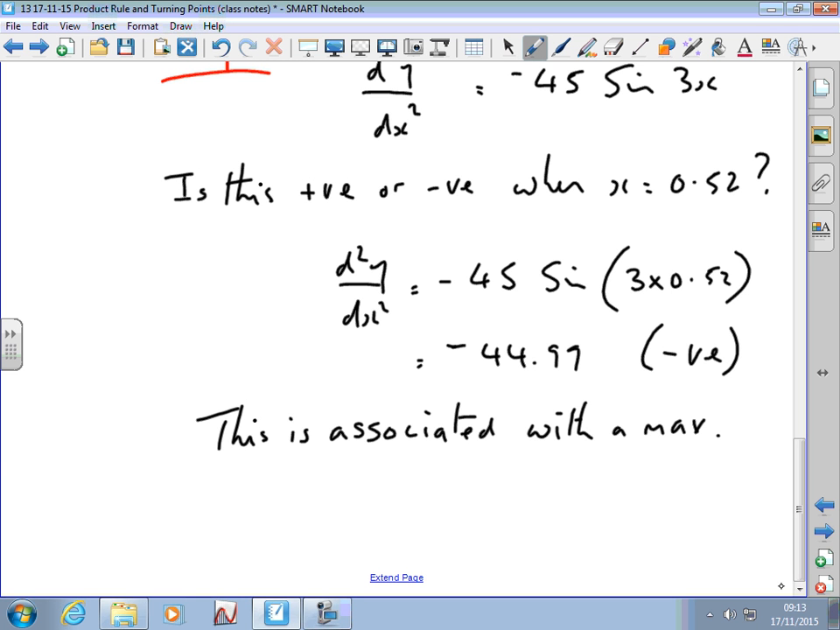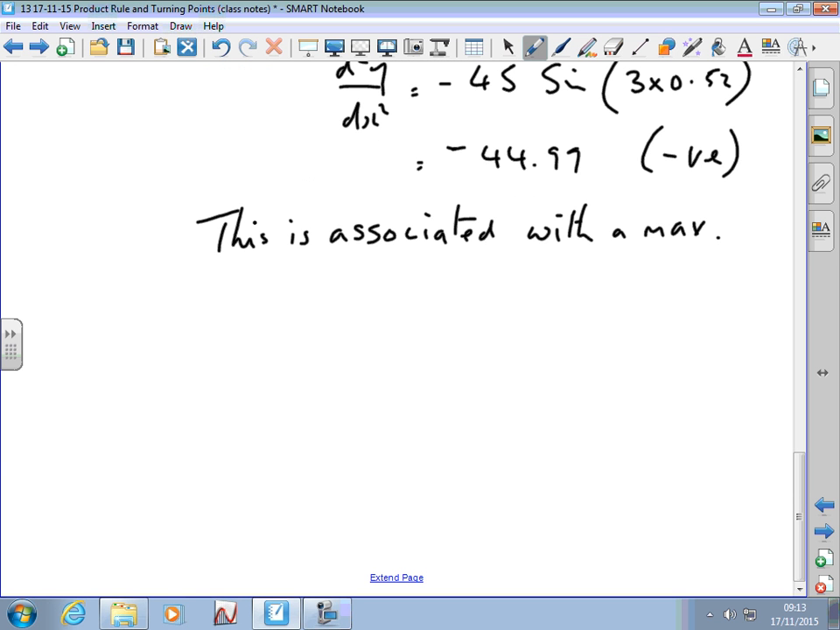Step 4, we hardly need to do step 4 in this case because we know the value of the maximum is going to be 5, but let's confirm it's 5. So the final step, step 4, put our value of x back into the original function. So what is the original function? y equals 5 sine 3x. And put in our value of x equals 0.52.